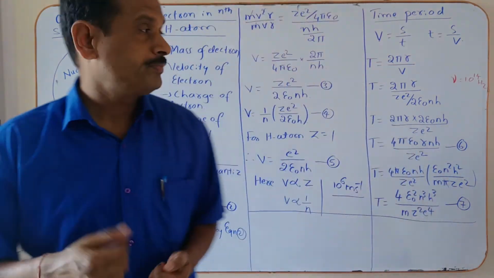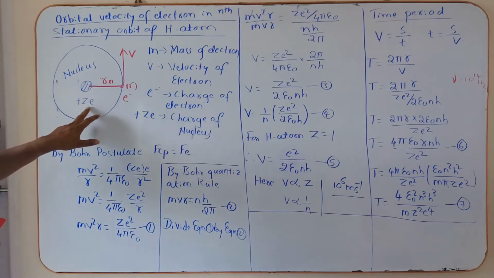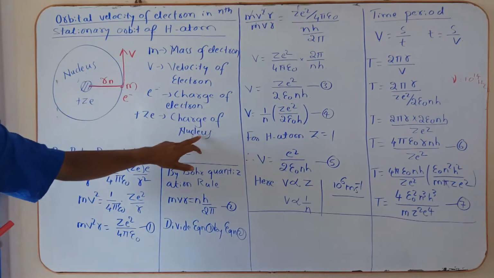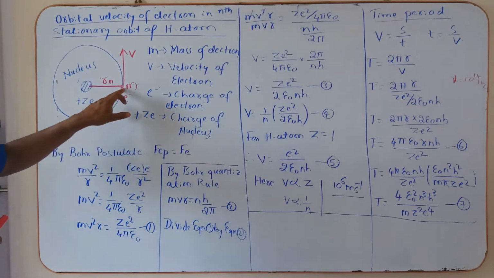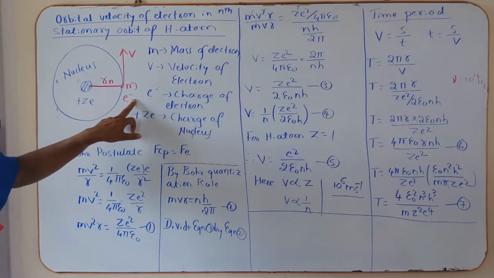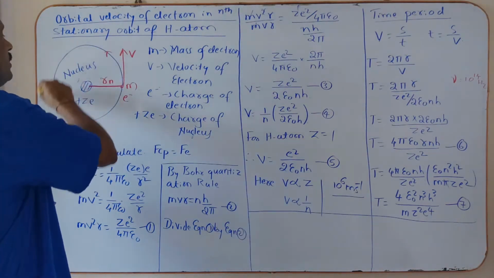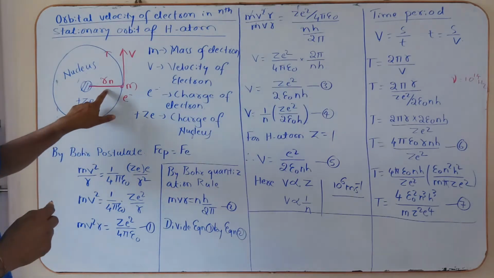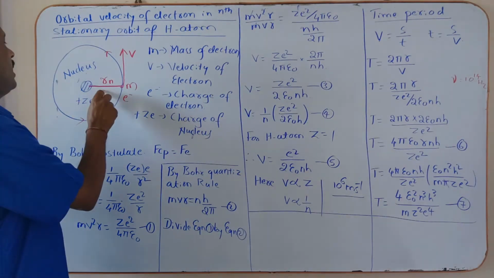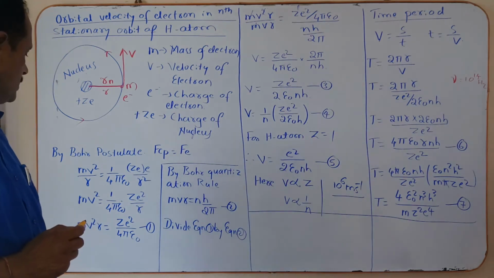Now see here, it is the nucleus of an atom of charge plus Ze. Ze is the charge of the nucleus. Then m is the mass of the electron and e is the charge of the electron. v is the velocity of the electron which is moving in the nth orbit. Then rn, or simply r, is the radius of the nth orbit of the hydrogen atom.